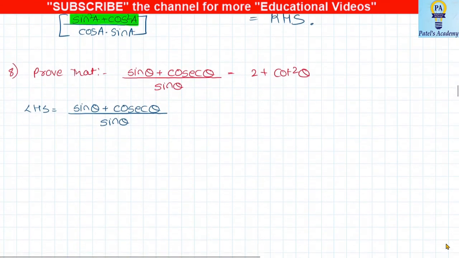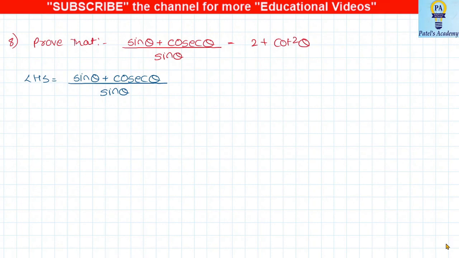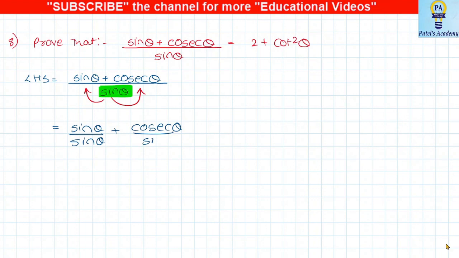Okay, let's see the eighth one, students. I've taken again LHS. We have to show that this LHS is equal to 2 plus cot square theta. Okay, so the step we can do over here is we can split the denominator. Now split the denominator means what? What is the denominator over here? Sin theta. See this. Now this sin theta is for the first term also and for the second term also. So what I can write is sin theta upon sin theta plus cosec theta upon sin theta.